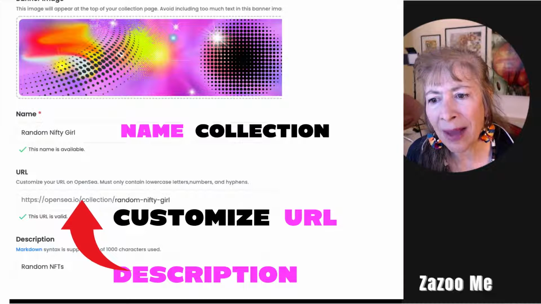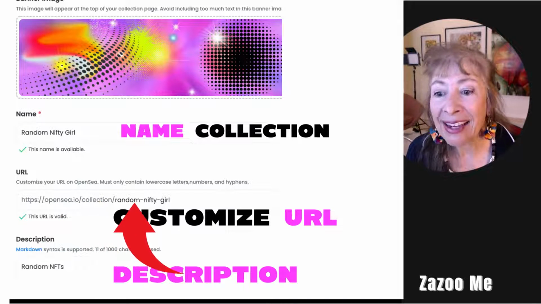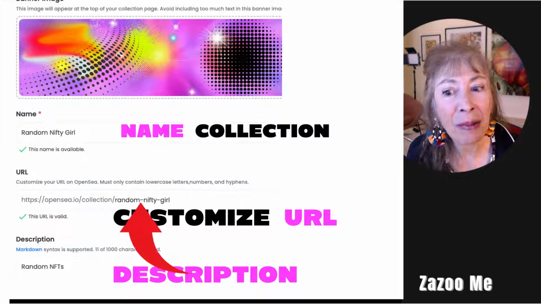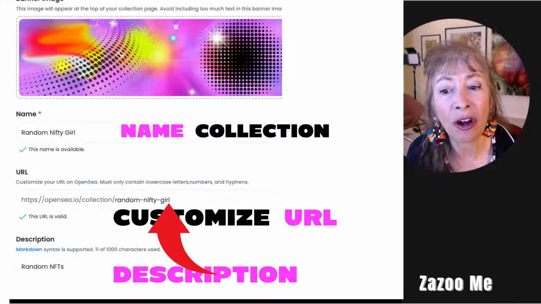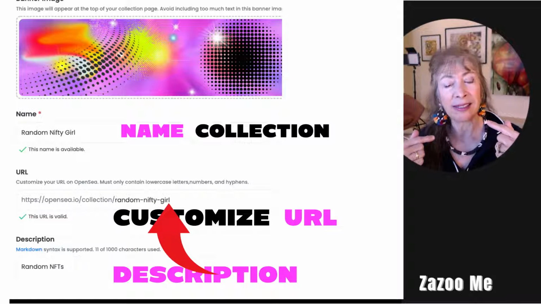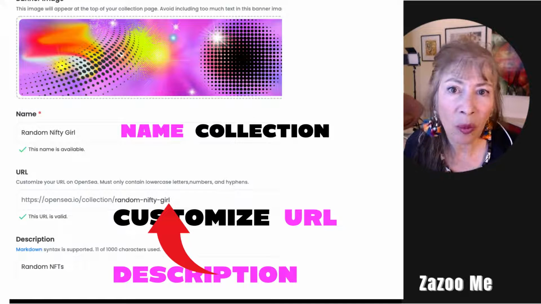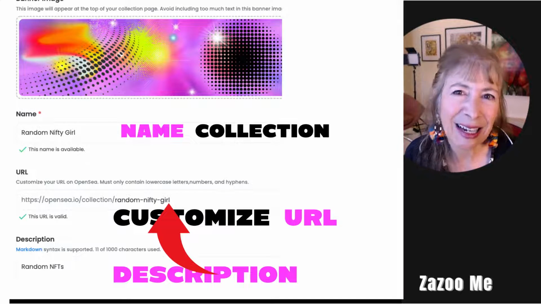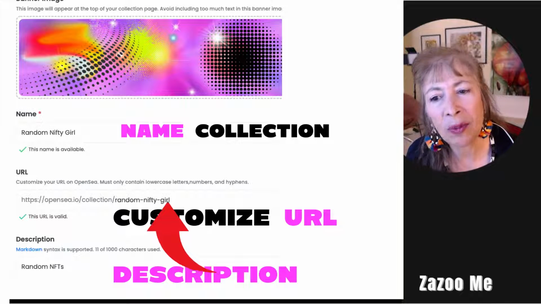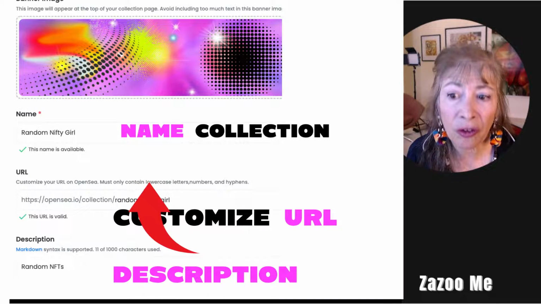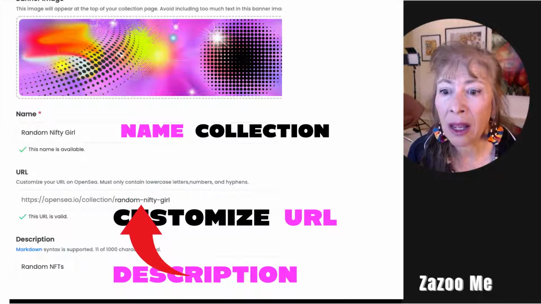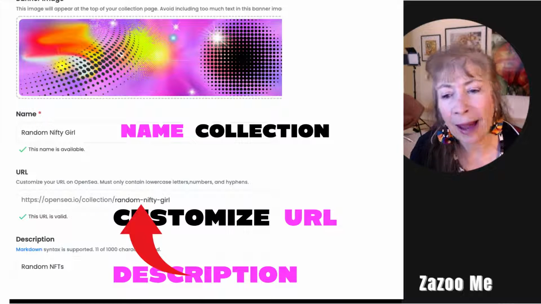Okay, and then it'll say /collection/ and look, random nifty girl. And that's how I customized it. Now it could have been Random Nifty Girl all smashed together. I could have done whatever I wanted there, but I wanted it to be easy. But look, you can do, and so first, only lowercase. So you can't have random with a capital R, no.